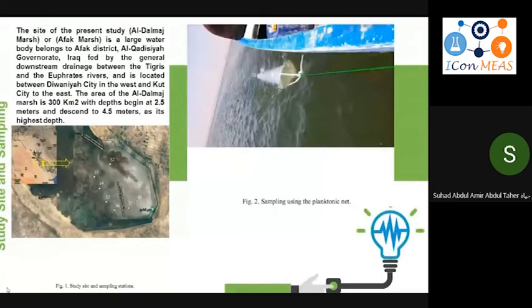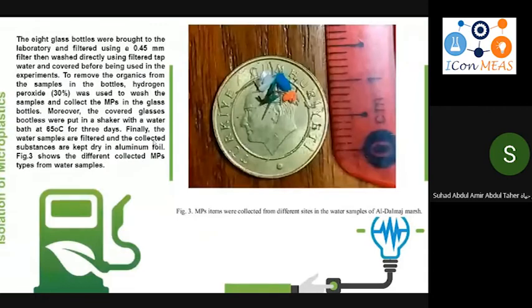Here we can see two figures. This is the map of the Dalmaj marsh, and this is the collection of samples using the planktonic net. Isolation of microplastics is done by a procedure, and we can see the microplastics we isolated from the sampling water, and the size of these microplastics.